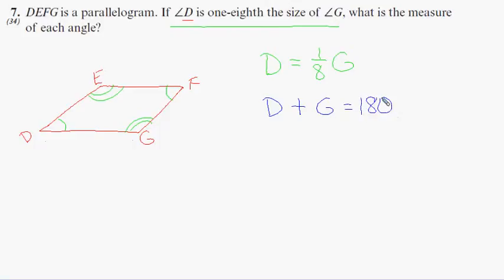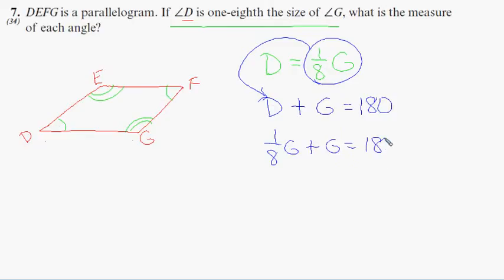All right, so now I'm going to use substitution. I know that D is equal to this, so I'm going to substitute that right in here. So I get 1/8 G plus G is equal to 180, which gives me 9/8 G when I add those together. 9/8 G, because this is like 8/8, right? Okay, you see that? Is equal to 180.